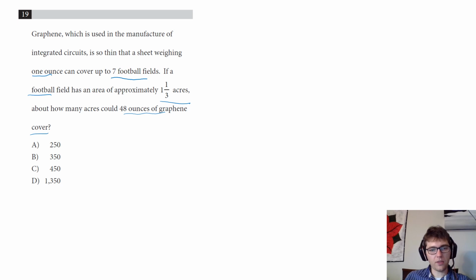So let's start out with the amount that you're given. So that's 48 ounces. And basically we need to get that ounces into acres. So we're looking to convert ounces to acres, which is interesting. So what's our first conversion here? So we know that 1 ounce is equal to 7 football fields. So we have ounces in the numerator here. We need to get it in the denominator. So we have 1 ounce is equal to 7 football fields.